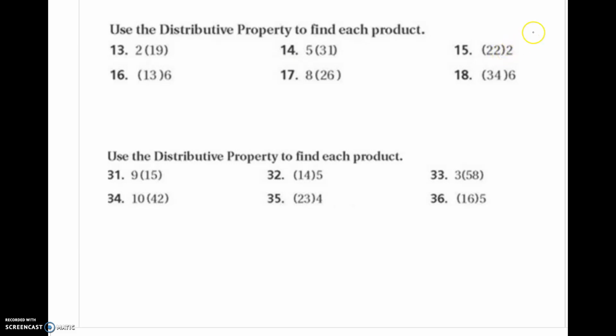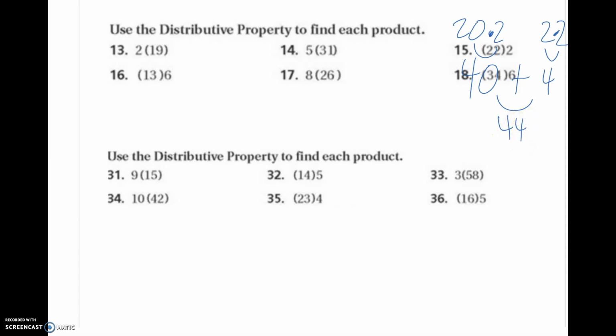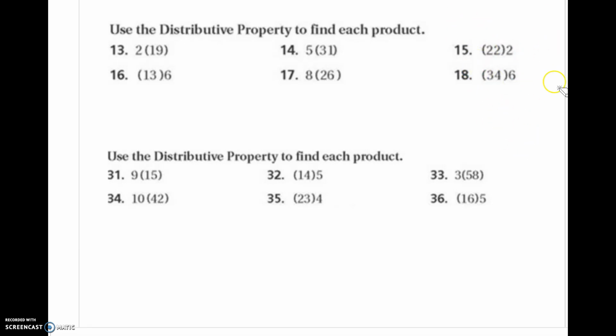All right, let's do 22 times 2. I'm going to break 22 into 20 and 2. Then we multiply them by our original 2. Okay. 20 times 2 is 40. 2 times 2 is 4. And then we add them together and we get 44. Check it with a calculator. 22 times 2 is 44. Okay. I'm going to finish 16, 17, 18 really quick without talking. Check your answers against mine.